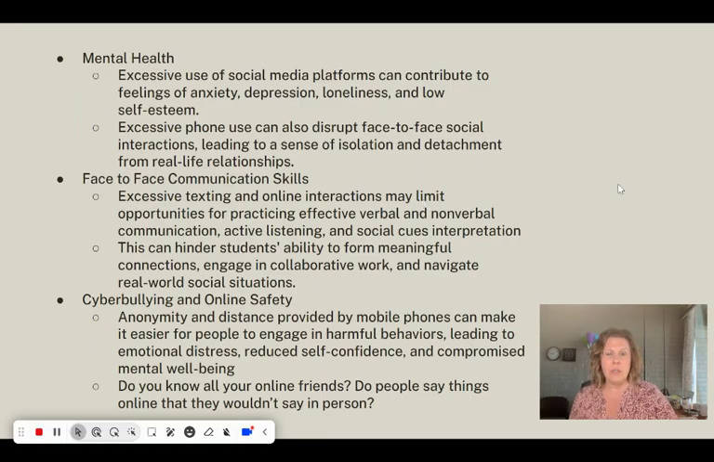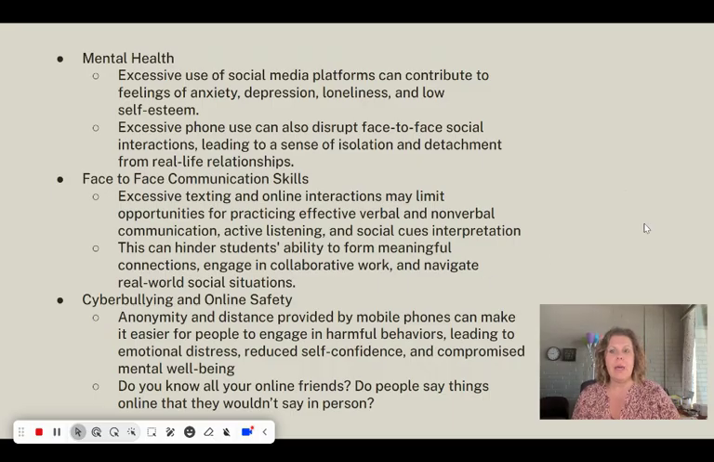And again, talking about the face-to-face communication skills. The more you text and use online interactions rather than talking to people face to face, it can really impact how you interact with other people. It's a lot easier to text and to put things online than it is to talk face to face. And we're really losing a lot of those skills. The nonverbal communication, active listening, and social cue interpretation, that's really hard to do when you're online and doing it behind a screen.